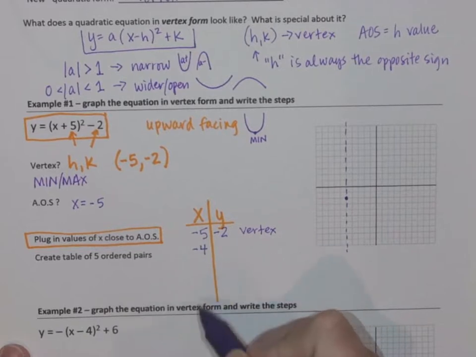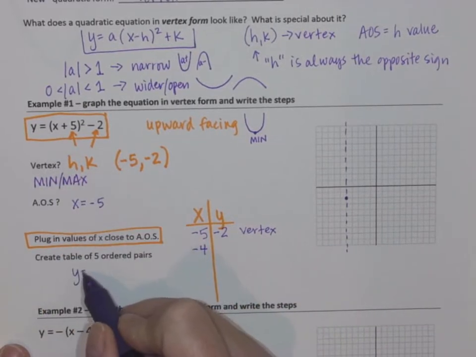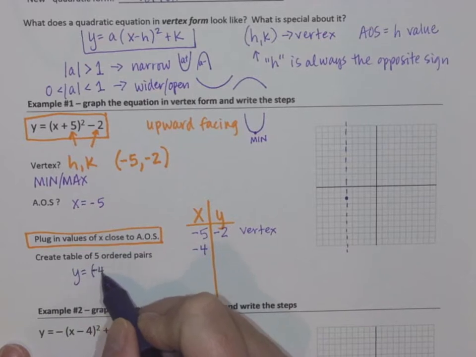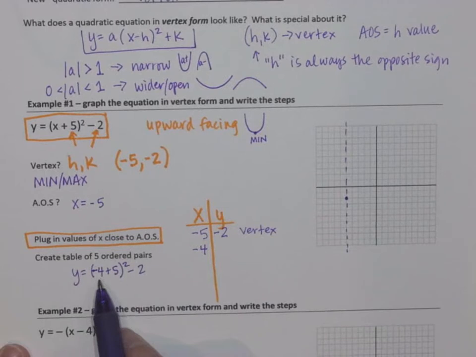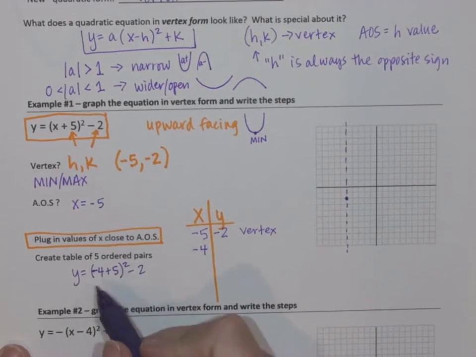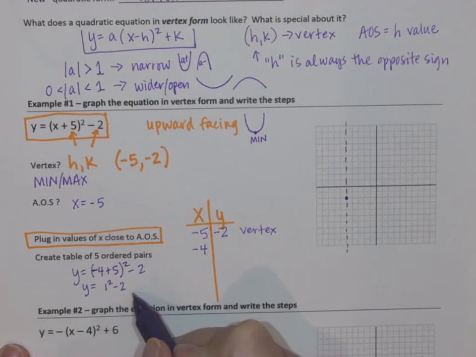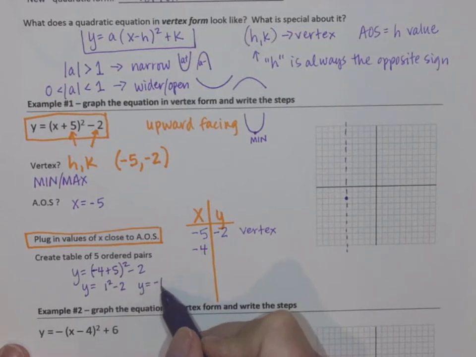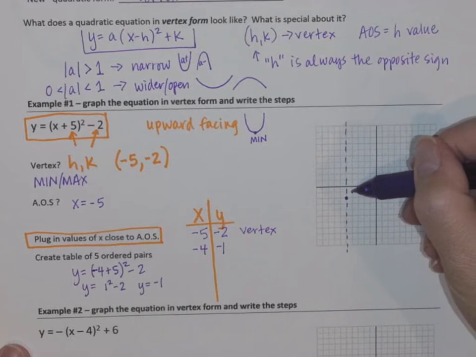So let's say -4. Okay, I'm going to plug that right into the equation. So y is equal to -4 plus 5 squared minus 2. Okay, so obviously this is just +1 squared. 1 squared is 1, minus 2. So my y value is going to be -1. And so I can go right here and plot that point.